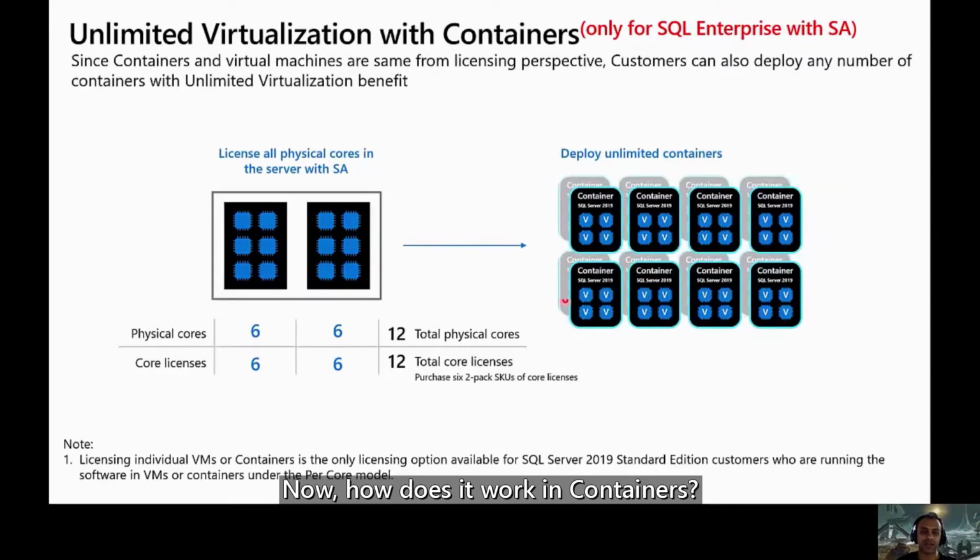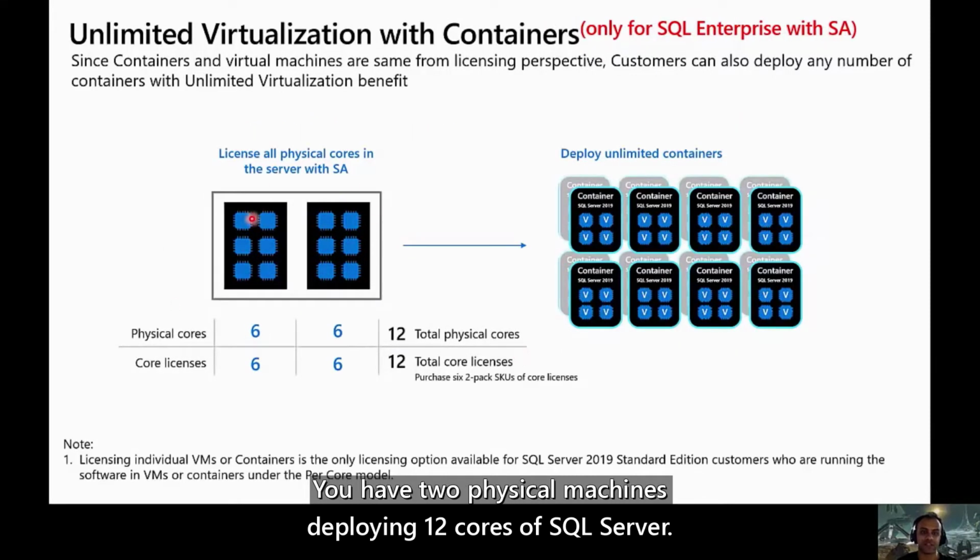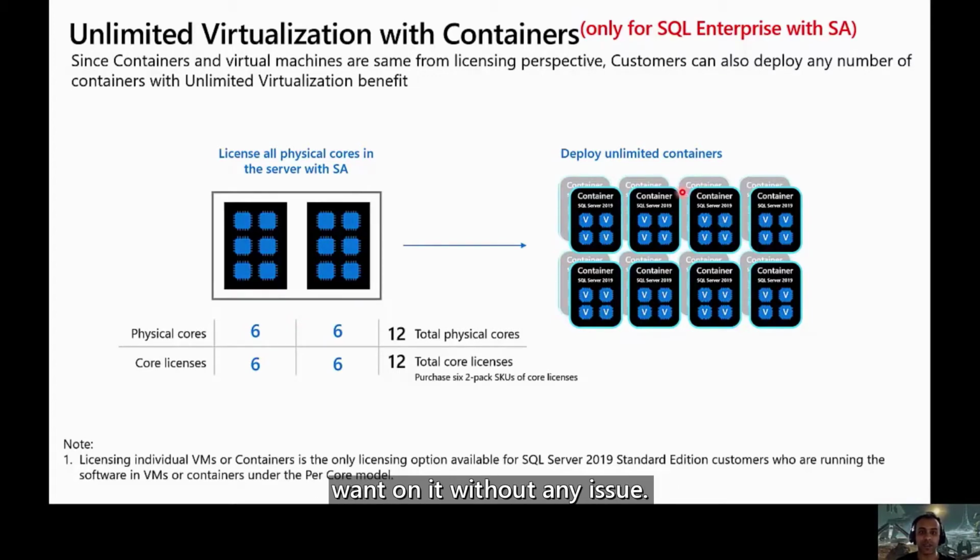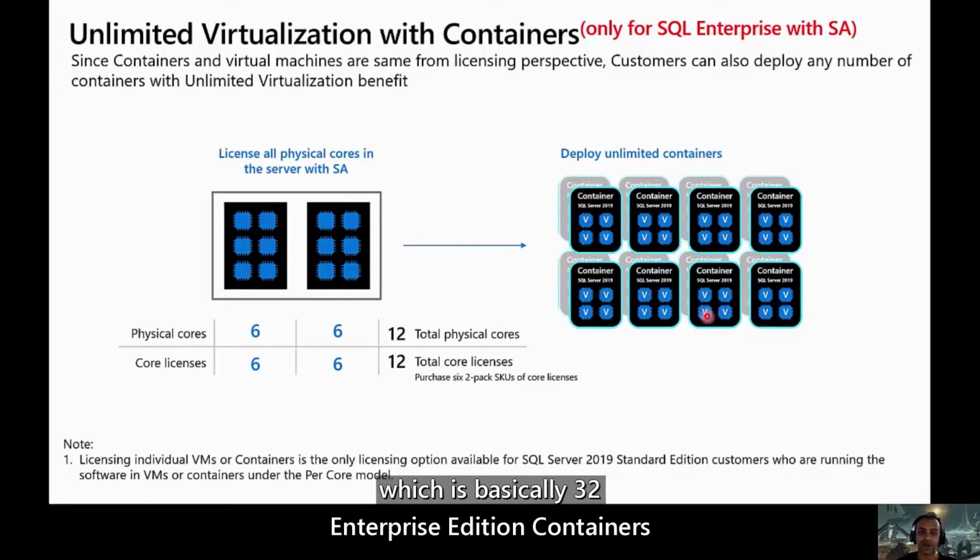Now, how does it work in containers? It works in the exact same way. You have two physical machines with 12 cores of SQL Server. You can deploy as many containers as you want on it without any issue. In this scenario, you are actually running 8 containers with 4 vCores each, which is basically 32 cores of Enterprise Edition containers, but licensed using 12 physical cores of SQL Server license. Again, this benefit only applies if you have SQL Enterprise Core licenses covered with software assurance.